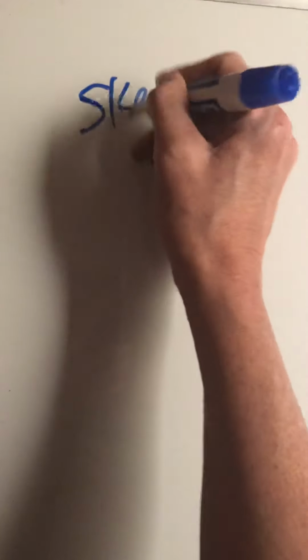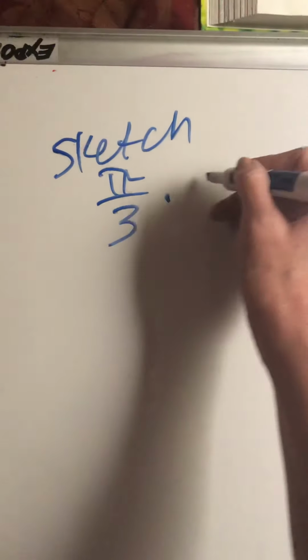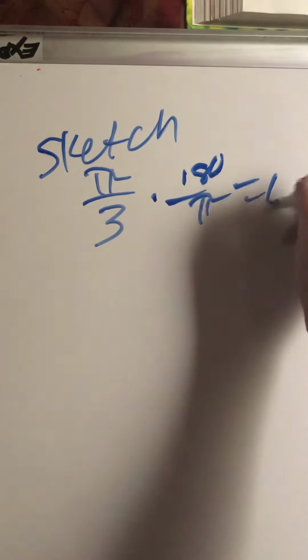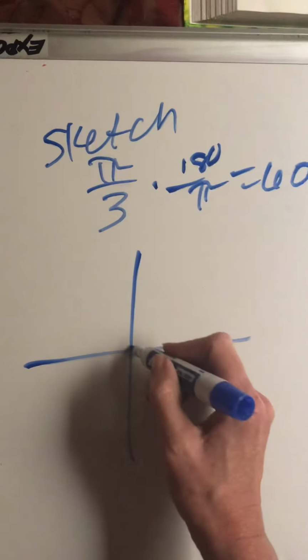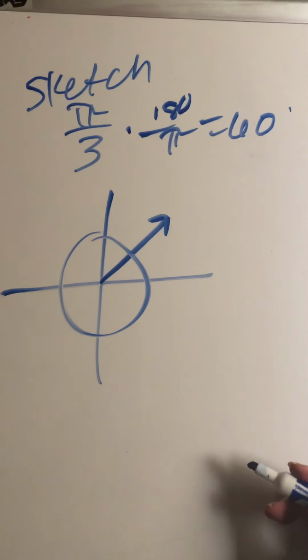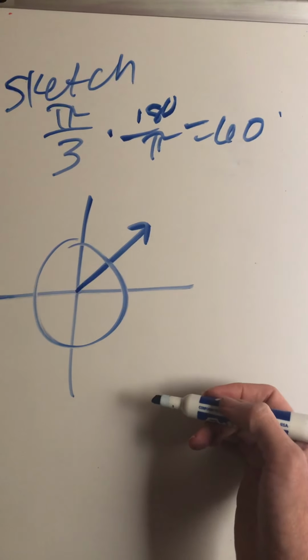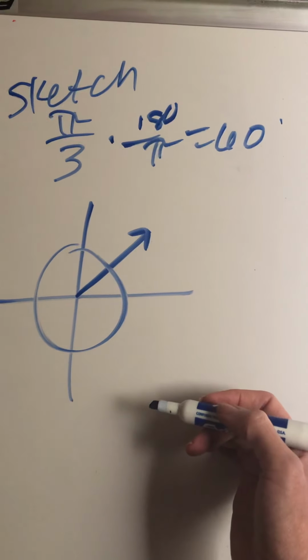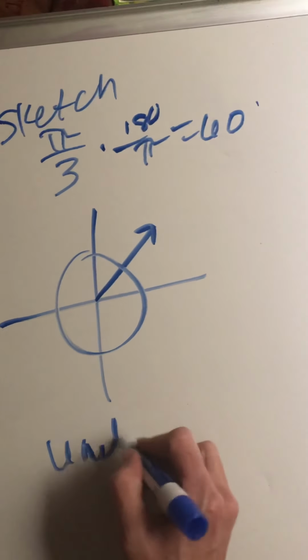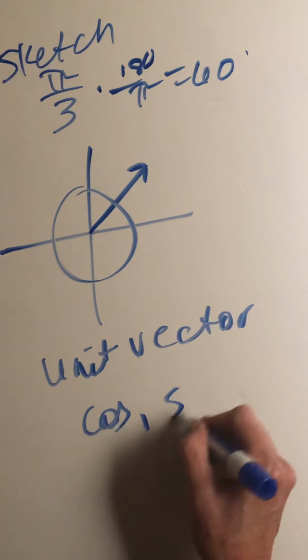Then you're asked to sketch something like pi over 3. Which you need to remember that pi over 3, if I do 180 over pi, that's 60 degrees. So if I'm going to sketch it, it's going to be right here. And they may have a circle around it like they're putting it on the unit circle. So you've got to sketch that. So there's the sketch. And then you want the unit vector for the given direction angle. So we want the unit vector for this angle, which means we want the cosine and the sine.